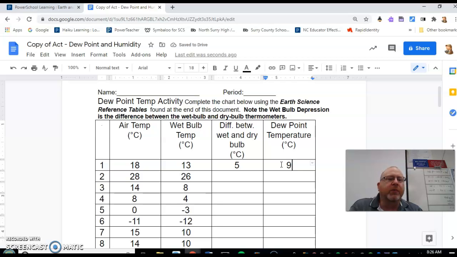All right, I'm going to do one more with you, then I'll do one of the humidity charts. You do the humidity the same thing. You just got to make sure that you're on the humidity chart. So, my dry bulb is 28 degrees. My wet bulb is 26. I subtract them, and I'm going to get 2.